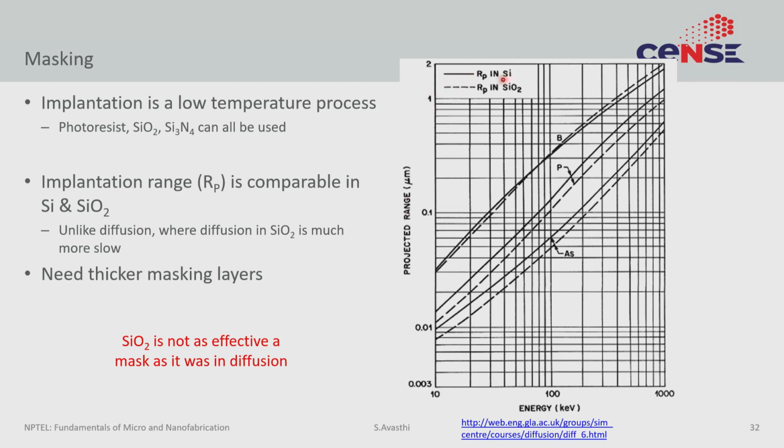So the solid line here is for silicon, the dotted line is for silicon dioxide, and you see for boron the difference is minimal, for phosphorus the difference is a little bit there, for arsenic it's a little bit there, but it's not significant. In diffusion, the diffusion coefficient of dopants in silicon dioxide was significantly lower, like orders of magnitude lower. But for implantation, the penetration depth does not change much.